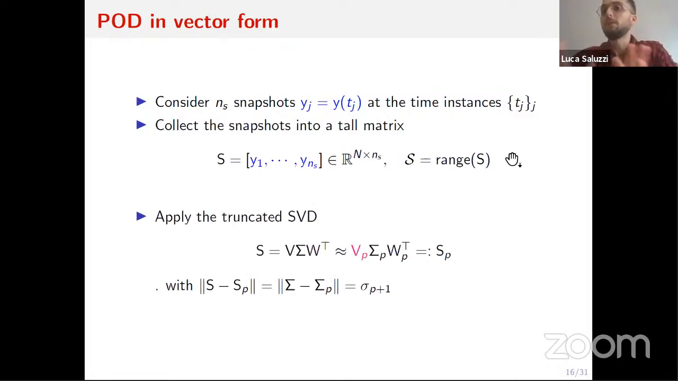And basically it's based on a singular value decomposition. I take this tall matrix, I compute the singular value decomposition, and then I truncate. So I will consider just the first P singular values, the leading P, because the singular values are sorted in a decreasing way. And I will consider the first P columns as the new matrix, as the new basis.